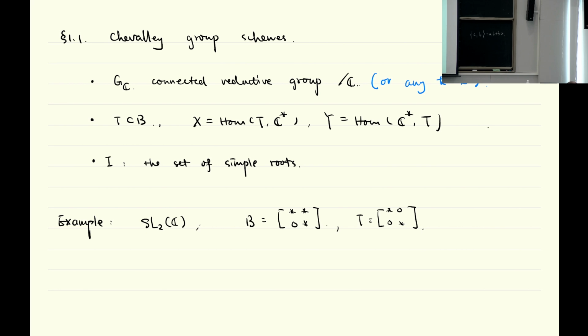For convenience, we can just take the complex numbers. I fix the Borel and the torus, let X be the character lattice, Y the cocharacter lattice, and I set the simple roots. If you want an example, I'll focus on rank 1. We have SL2(C), with the Borel chosen as upper triangular matrices and the torus as diagonal matrices.